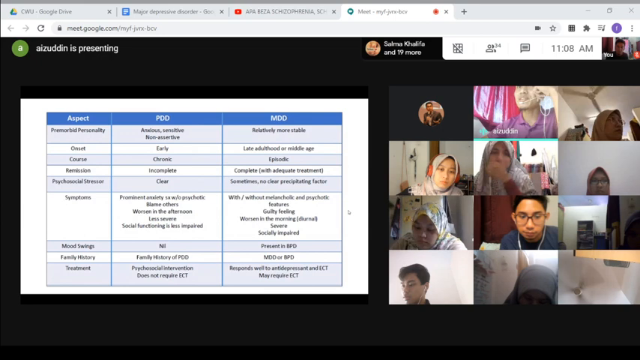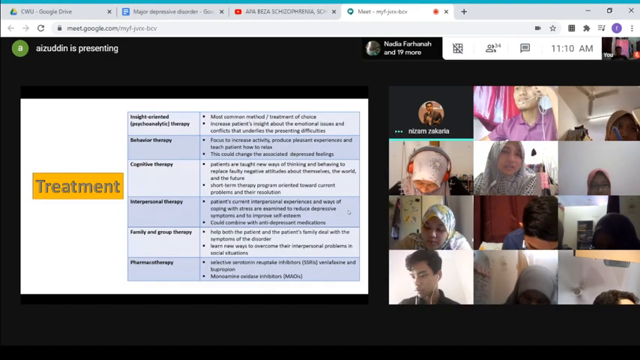So generally the psychological therapy for PDD and MDD is pretty much the same. And apa role of antidepressant in PDD? Do we use antidepressant to treat PDD? Based on the book that I read, usually we focus more on the psychotherapy. Okay, so it's not first line treatment, and normally we don't give it in isolation. So maksudnya you should not treat somebody with PDD with antidepressant alone. They will be less likely to improve. So normally they need some form of ongoing psychological therapy.